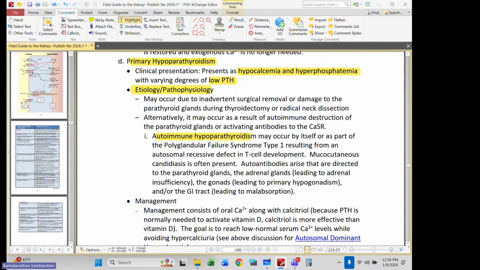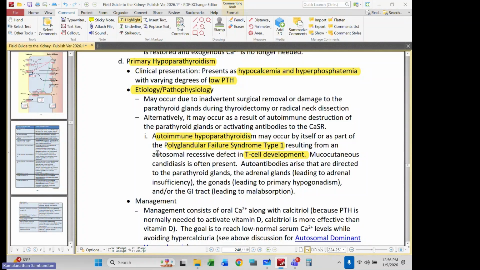which can be the sole abnormality or be part of a combination of endocrinopathies, the so-called polyglandular autoimmune syndromes. There's a type 1 and a type 2. Here's one other example of the typical nomenclature, polyglandular failure syndrome, type 1. This is a problem with cell-mediated immunity.